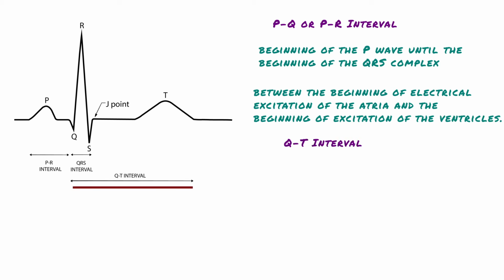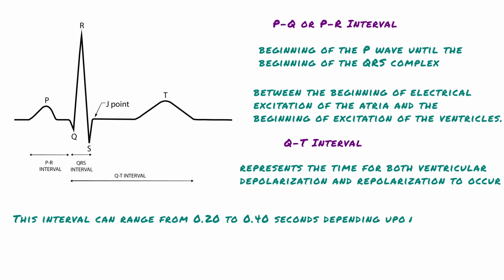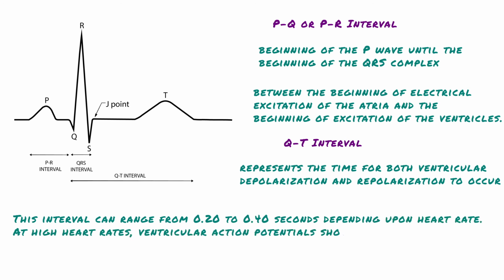QT interval. The QT interval represents the time for both ventricular depolarization and repolarization to occur, and therefore roughly estimates the duration of an average ventricular action potential. This interval can range from 0.20 to 0.40 seconds, depending on heart rate. At high heart rates, ventricular action potentials shorten in duration, which decreases the QT interval.